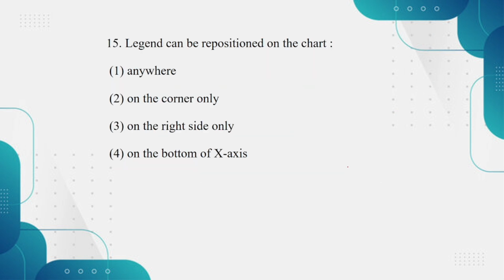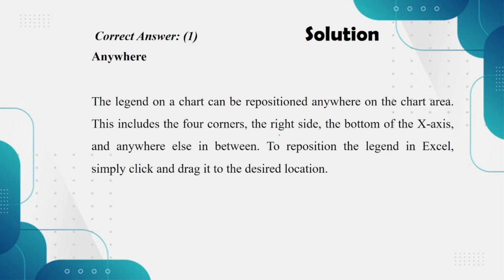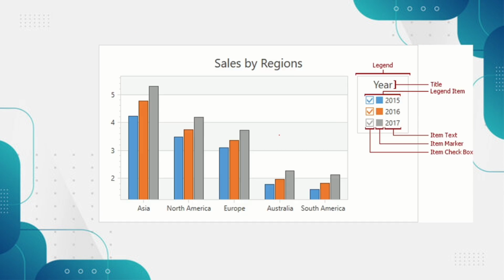Another question related to computerized accounting. Legend can be repositioned on the chart. You know very well legend means the items we are recording in different areas of a chart. So it can be placed anywhere. See the example. We can use the legend option for pasting anywhere in this chart.